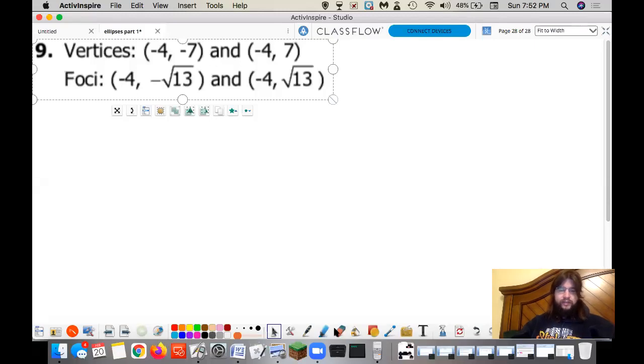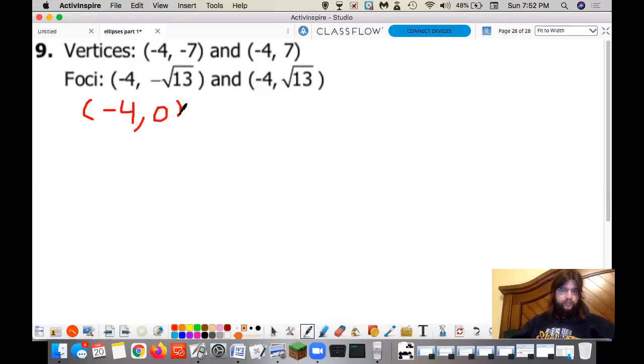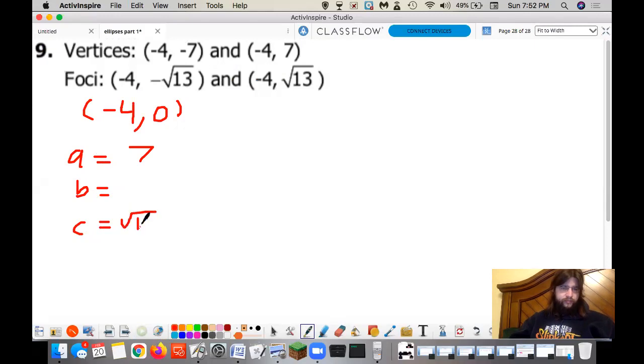All right, so it's not quite as interesting as I was hoping for, but we'll do it. It's got a square root in it. So this is number 9 from the homework. Center, that's going to be -4, 0. Midpoint formula. So A is 7. B, we don't know. C is going to be square root 13. So now it is possible for B to be a square root. That's what I was hoping to find, but we didn't. That's okay. Same thing applies though.